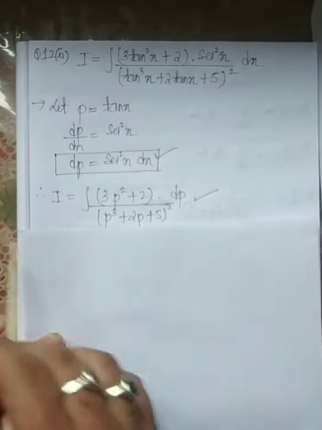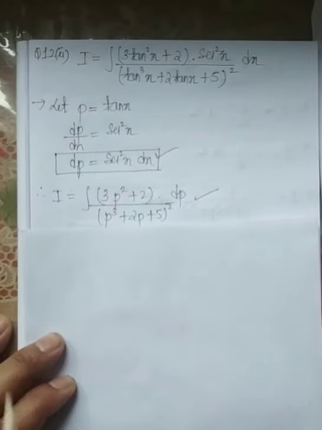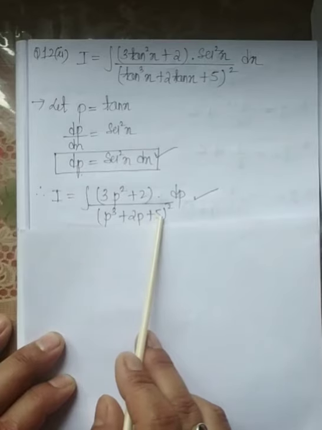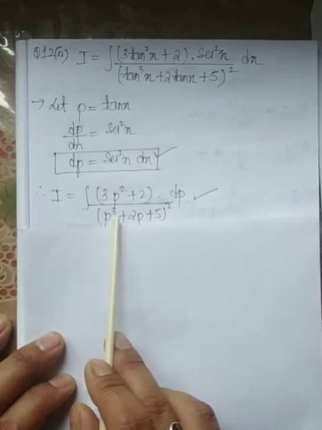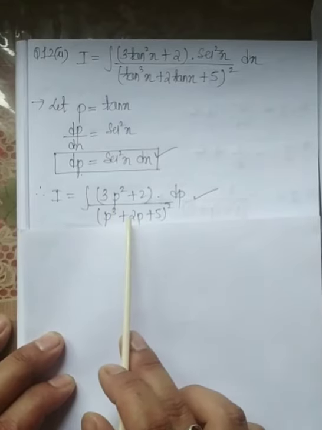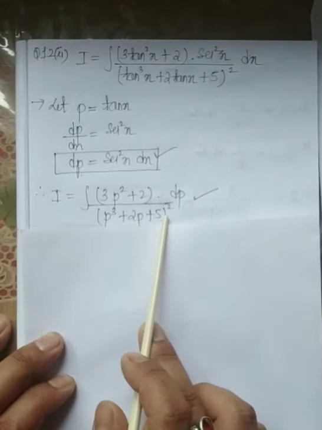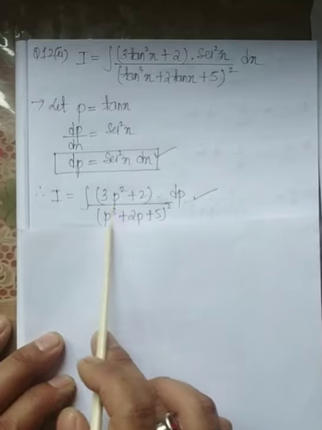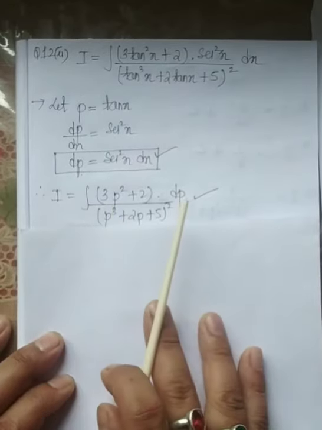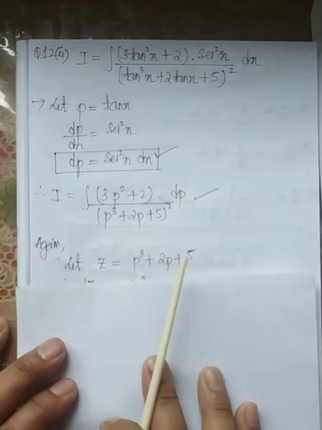Still we are not getting the simplified form of capital I. I cannot integrate directly. But if I see out here the denominator, p cube plus 2p plus 5, differentiation of p cube is 3p square, differentiation of 2p is 2 and 5 is a constant. So hence I can again make a substitution out here. So I am substituting this denominator as another variable, say z. So let z be this.